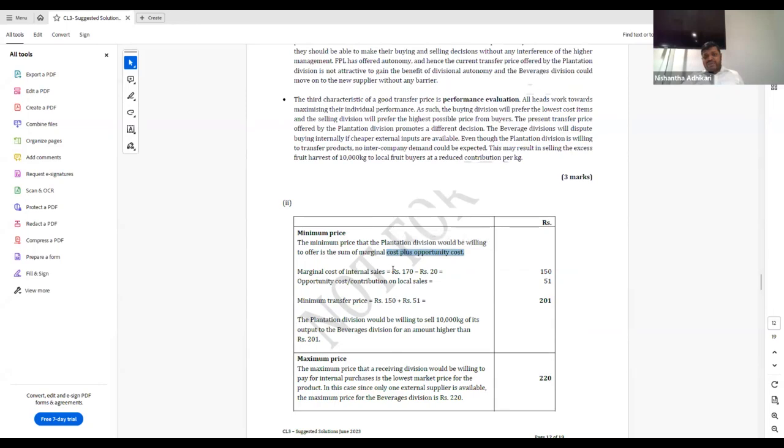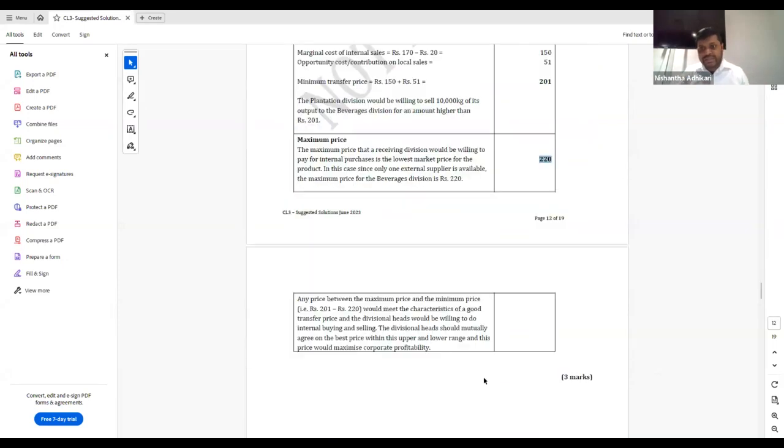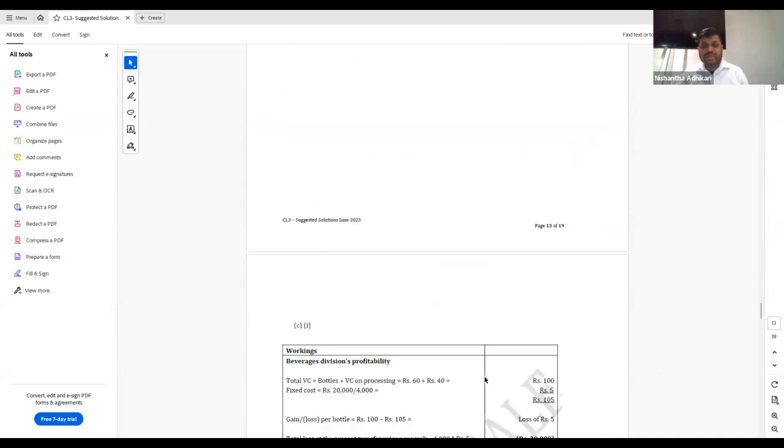Now here you can see the marginal cost of production. If you sell internally, your marginal cost will be 170 minus 20, 150 rupees. Opportunity cost: if you sell internally, you have to forgo selling externally at a contribution. You can earn 51 rupees, 170 into 30%, right, in the local market. That means your minimum transfer price should be 201. The maximum price should be the external supply price, 220. Therefore, when we determine the optimal transfer pricing range, the minimum should be marginal cost plus opportunity cost, and the maximum should be the external supply price. This is the best way to determine the optimal transfer price.